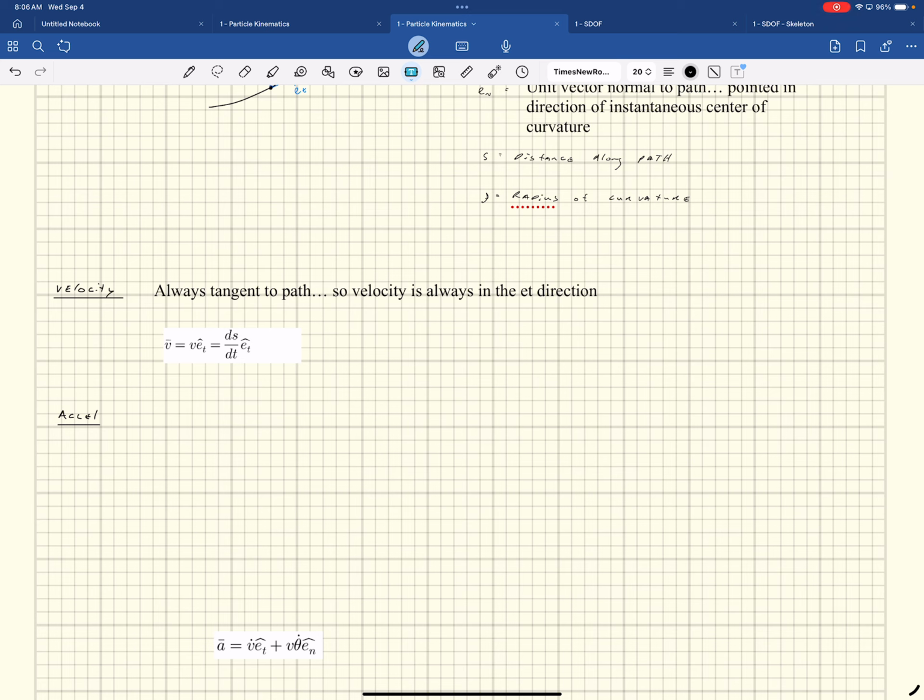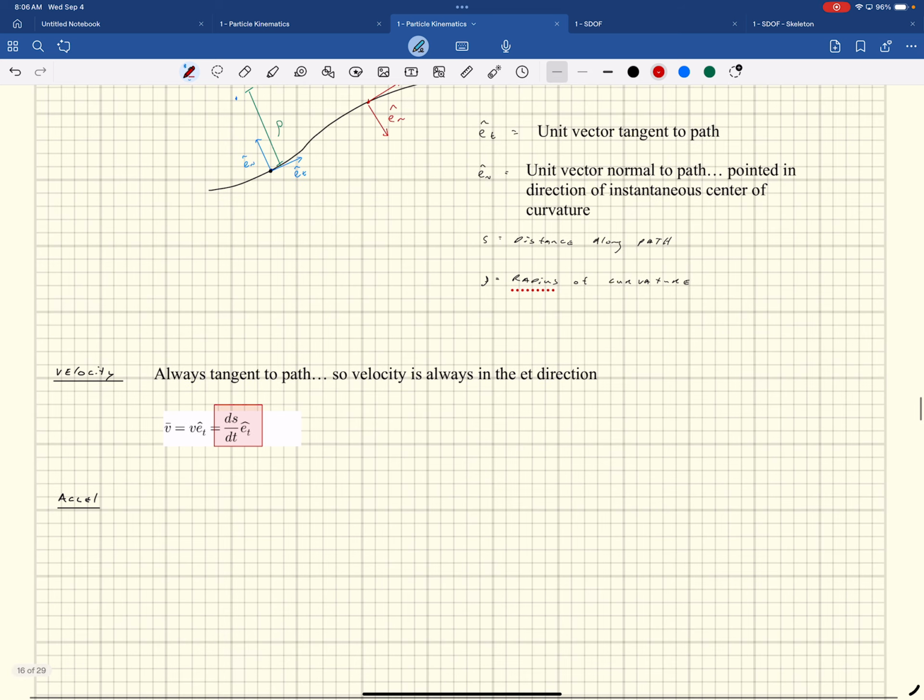So it's just going to be, how is my position along the path, which is S, changing with time, and it's in the ET direction. And what does it mean that it's in the ET direction? You write it like this, you put ET hat after it, just saying it's in the ET direction. It just means that it's tangent to the path. You'd have to know what the path is. It's always right along this, and that ET is always changing, depending on where it's at.